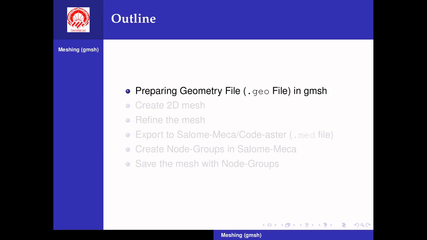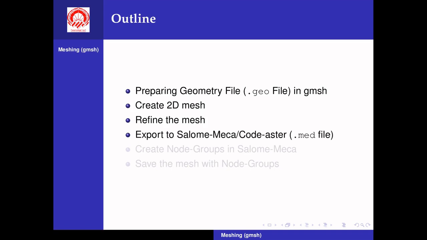So this will be our outline of presentation. We'll first prepare the geometry file in Gmsh. It's called Geo file. Then we'll create a 2D mesh out of that Geo file, and then we'll refine the mesh, and we'll export it to a med file which can be read by Salome-Meca or Code-Aster.